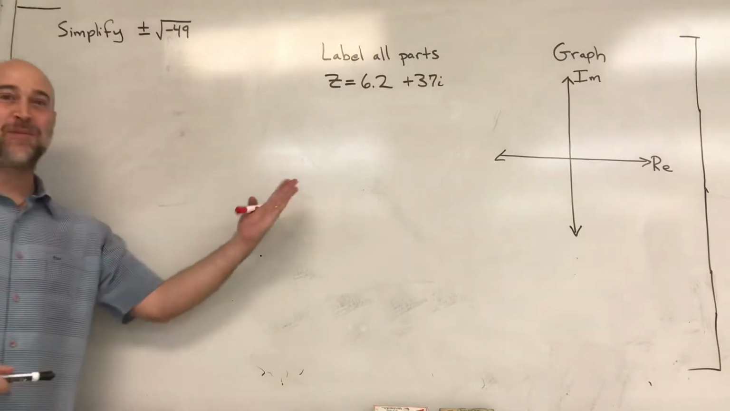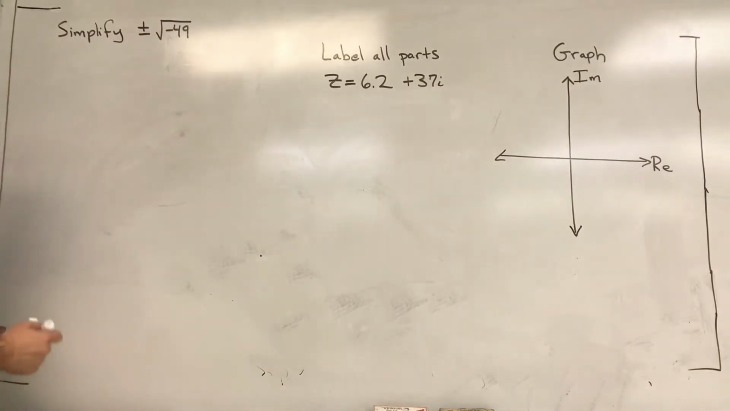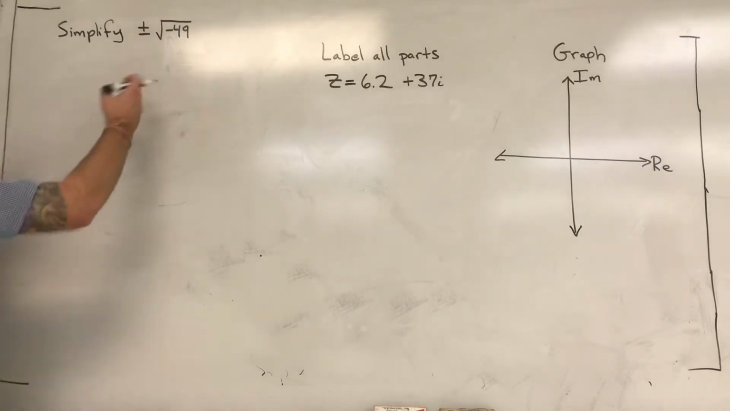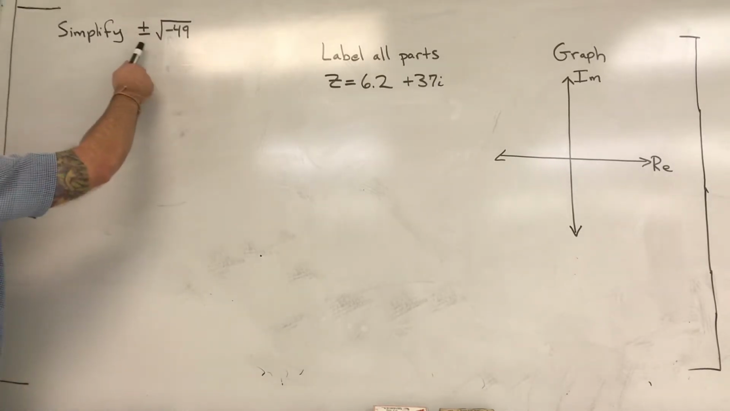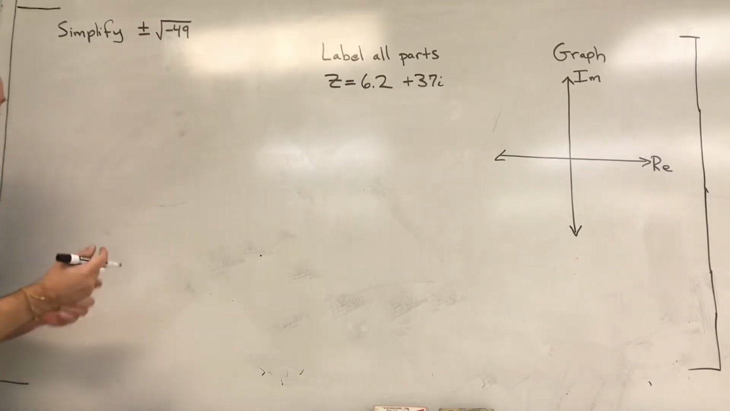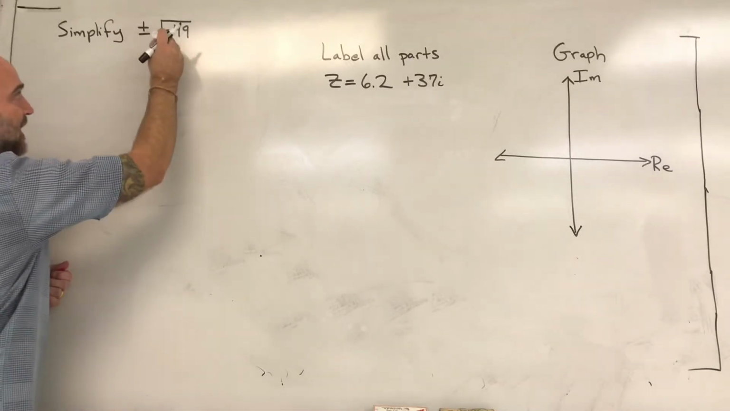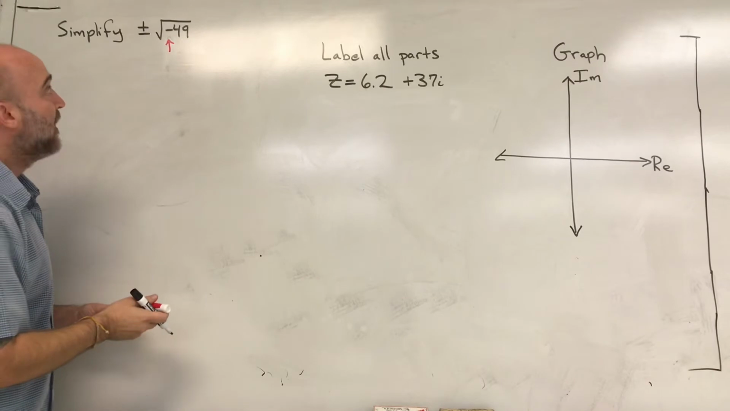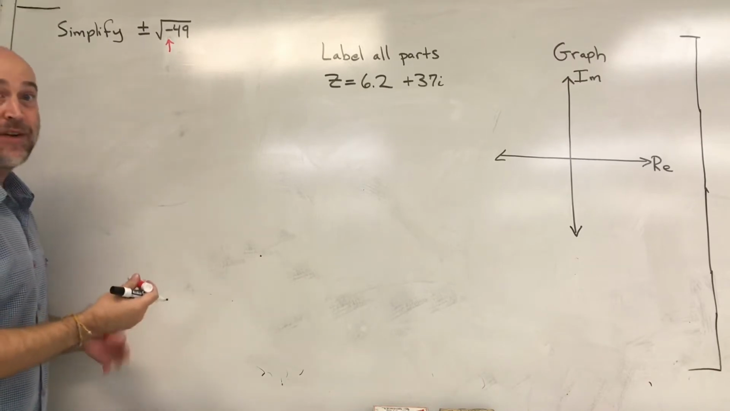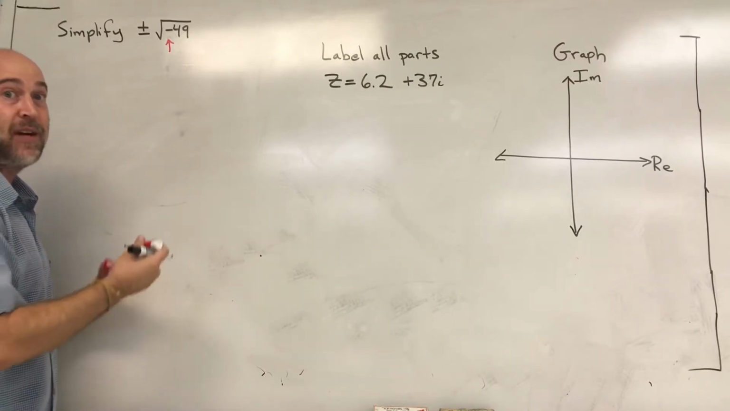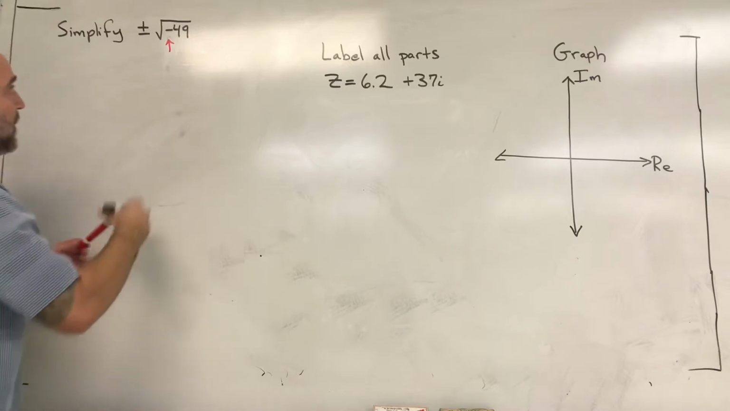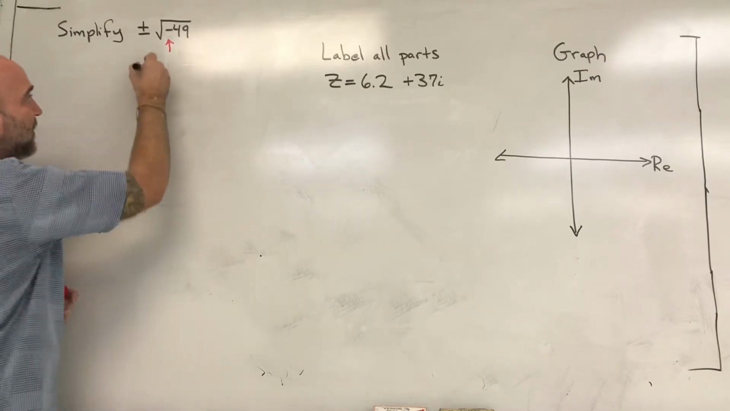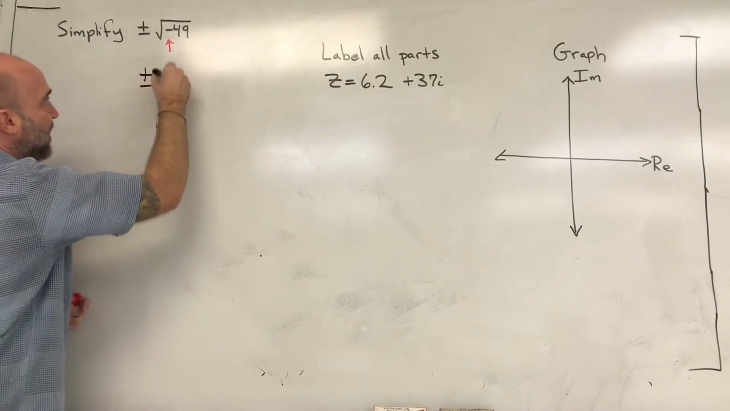Here are 3 problems from our lesson set. The first one, we're being asked to simplify plus or minus the square root of negative 49. Right away, I see a negative inside the radical or square root sign. That means that automatically there's going to be an imaginary number coming out of this. So usually the easiest thing I like to do is first take care of that imaginary number.